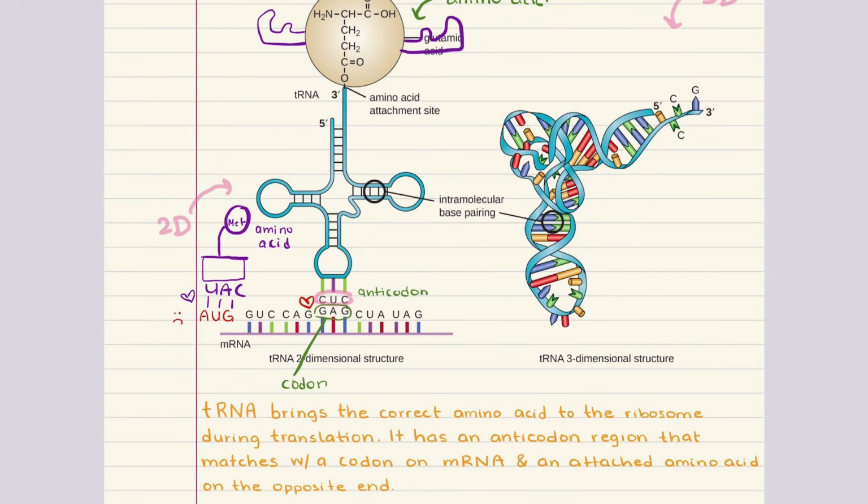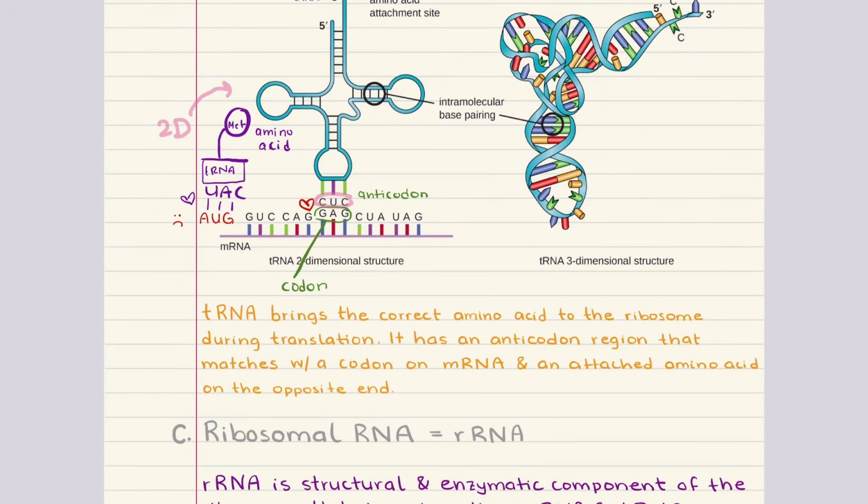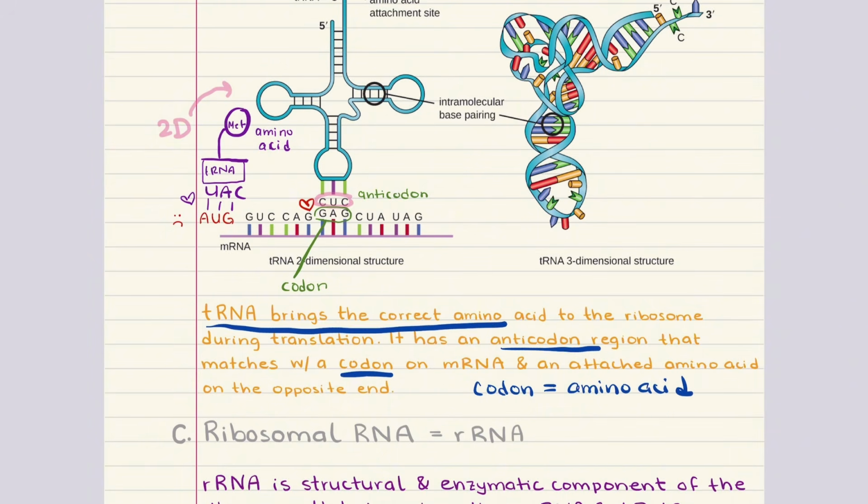This process is catalyzed by enzymes called aminoacyl tRNA synthetase, which ensures that each tRNA is paired with the correct amino acid. We're going to get to that shortly, like what each codon refers to in regards to amino acids, but keep that in mind, all right? Each codon refers to a specific amino acid, and tRNA brings that amino acid when its anticodon matches the codon on the mRNA. And this step is essential for translation because if the wrong amino acid is attached, then the protein is going to be made incorrectly.